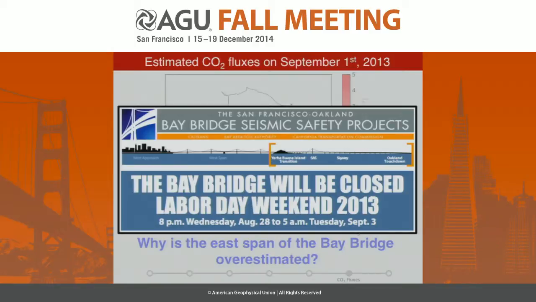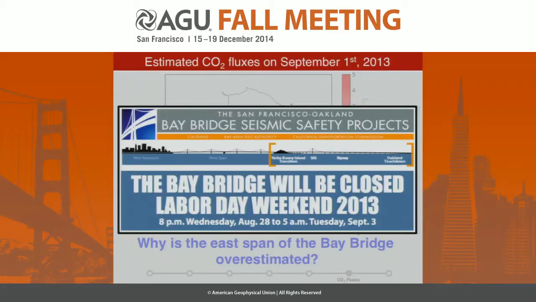And so what was important from this is that it wasn't just that the measurements weren't sensitive to the Bay Bridge, because we actually had a diurnal cycle on the Bay Bridge in the prior. The measurements were showing that there were no emissions on the Bay Bridge. And so this seems to be consistent with known fluxes in the area. There shouldn't have been any emissions because it was closed.